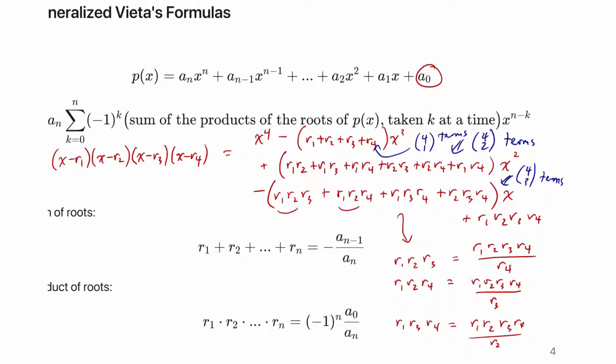Yeah. So for our case, since the roots are just the natural numbers up to k, each product in the numerator would just be k factorial. Yeah. And then you just divide it by 1, divide by 2, et cetera, et cetera.